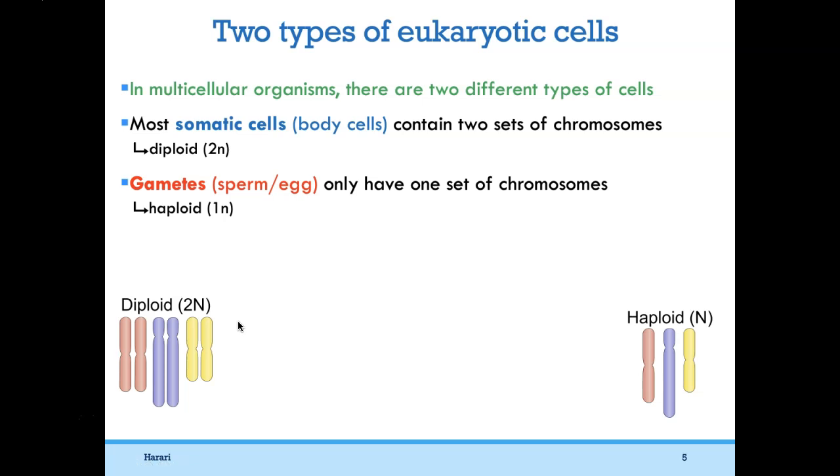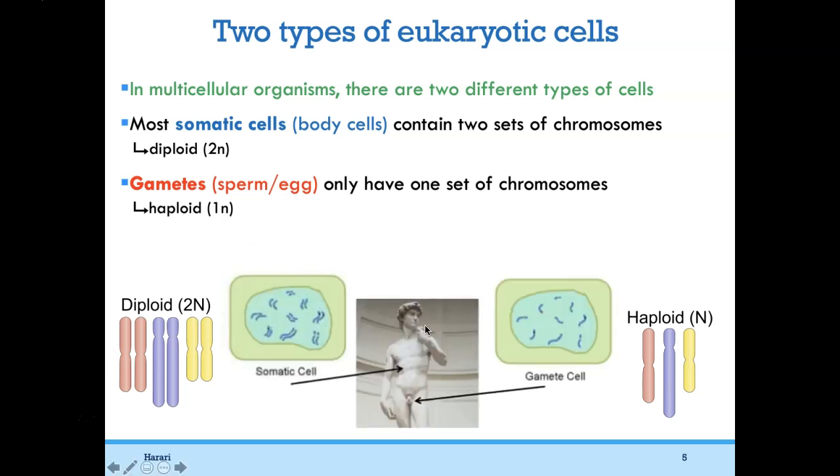So in your hair cells and your skin cells, you have 2N, or 46 chromosomes. 23 came from mom, 23 came from dad. In sperm or egg cells, you only have 23 chromosomes. And we'll talk about how those gametes get made in the next chapter. So just as an overview, right, body cells have two copies of every gene. We call those somatic cells. Gamete cells have one copy of every gene, and we call those haploid, as opposed to diploid.